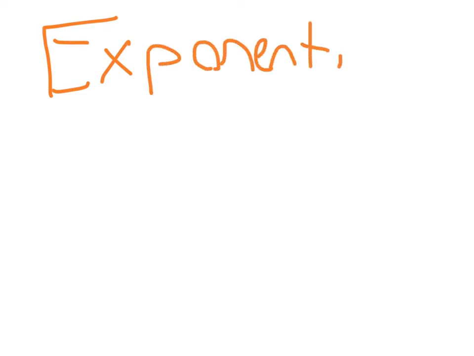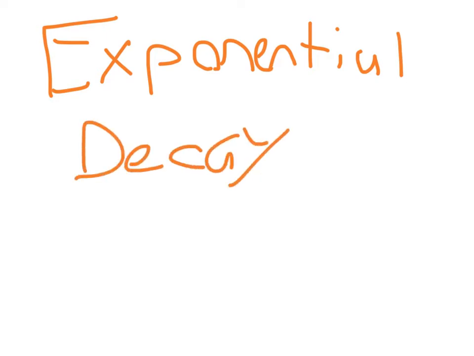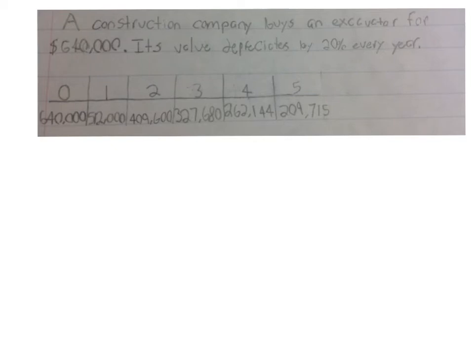So now we're doing exponential decay instead of linear decay. Exponential decay. So here we have the problem. A construction company buys an excavator for $640,000. Its value depreciates by 20% every year. So here you have the table. So 0, 640,000, and then it depreciates every single time.